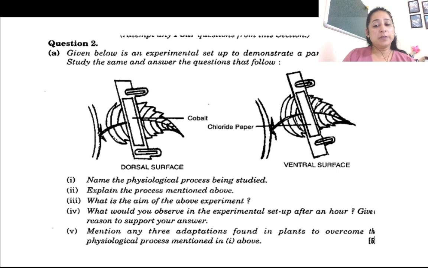So the second question given below is an experimental setup. Now आपको डायग्राम देखते ही आपको पता चल जाना चाहिए कैसा डायग्राम है. अब यहाँ पे it's mentioned cobalt chloride paper. So what is the purpose of cobalt chloride paper? It changes its color when it comes in contact with water. Fine. So that's why this cobalt chloride is used here.